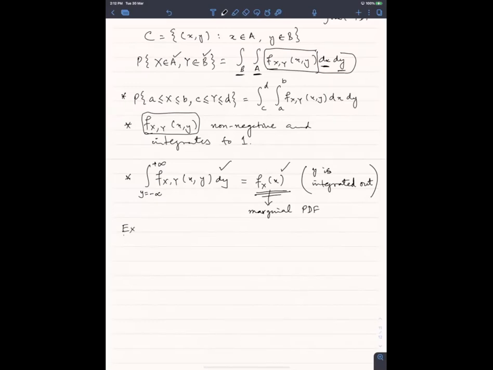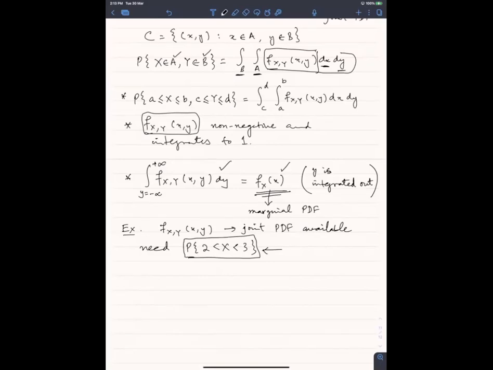Now one example, which we also did last time perhaps. Let's say you have f_XY, the joint PDF, available, given to you, and we need the probability that x is greater than 2 and less than 3. If you focus, this is a probability question which does not involve y, it only involves x. If I have the PDF of x, I can always answer that. So we don't need y at all, we just need the PDF of x, but I don't have access to the x PDF. So how do I get it? I can easily find it by integrating out y from this joint PDF, and then you get the marginal PDF of x, or simply the PDF of x.